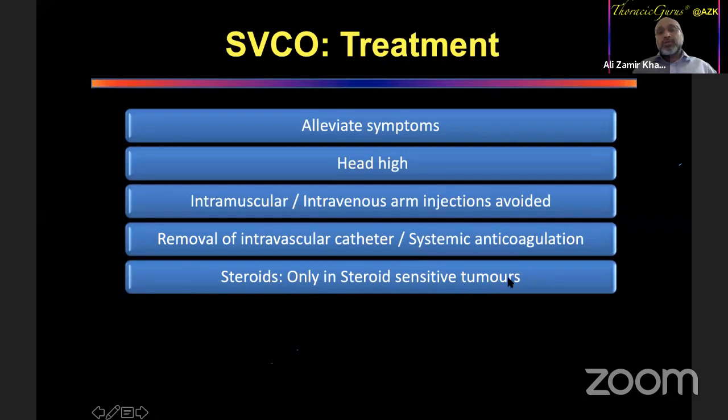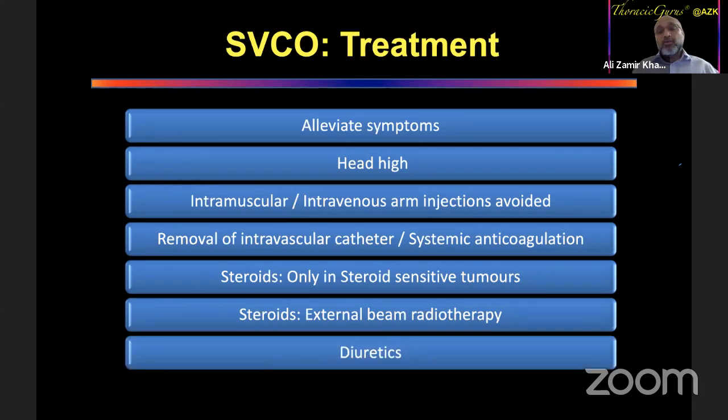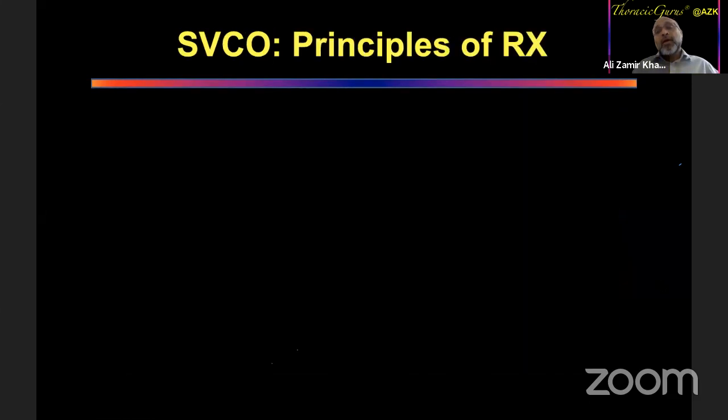Steroids are only used in steroid-sensitive tumors and in certain other situations, we'll talk about it. You also use steroids when you've given external beam radiotherapy to reduce the edema of the radiotherapy. And you can use diuretics to reduce the preload of the patient. So you're trying to reduce the pressure on the heart.